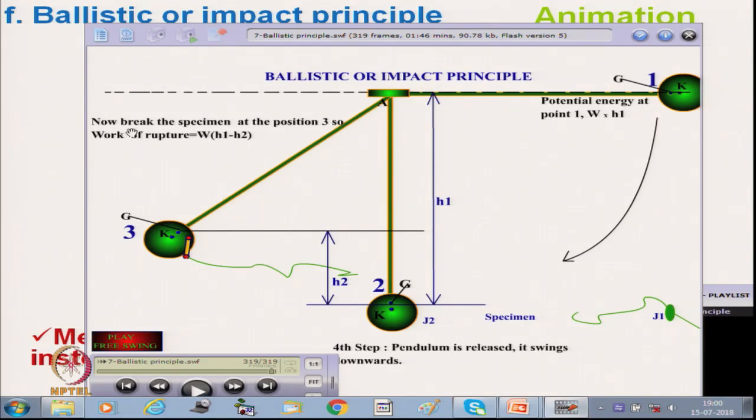So, we break the specimen from the position h1 at point T, and the work of rupture we can calculate as W multiplied by h1 minus h2. That is the work of rupture. What is the work required to rupture the material? Okay. So, the initial energy was there, and up to this energy it is going. So, that is why we can calculate the work of rupture.